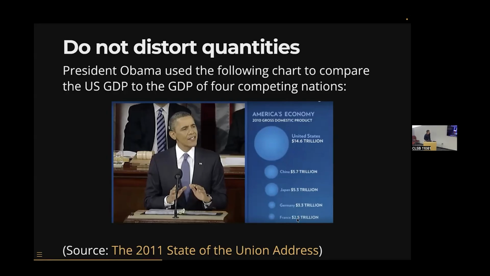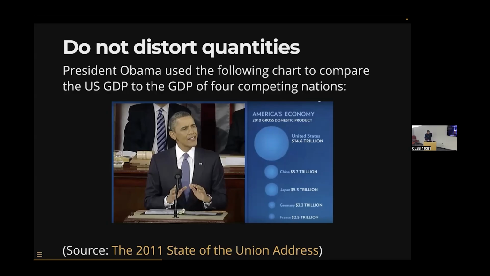I mean, if you want to do this one, that's like 10. How many times does that little circle fit there? It's like 30 or 40 times. So the problem in this plot is that what's related to the number is the radius, not the area, so this is squaring the differences. Actually, the 5.3 trillion for Japan looks exactly the same as 5.7.